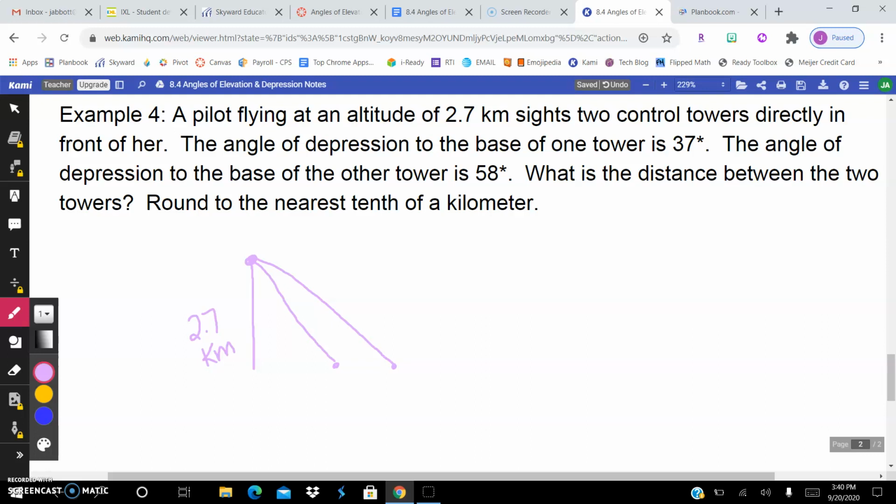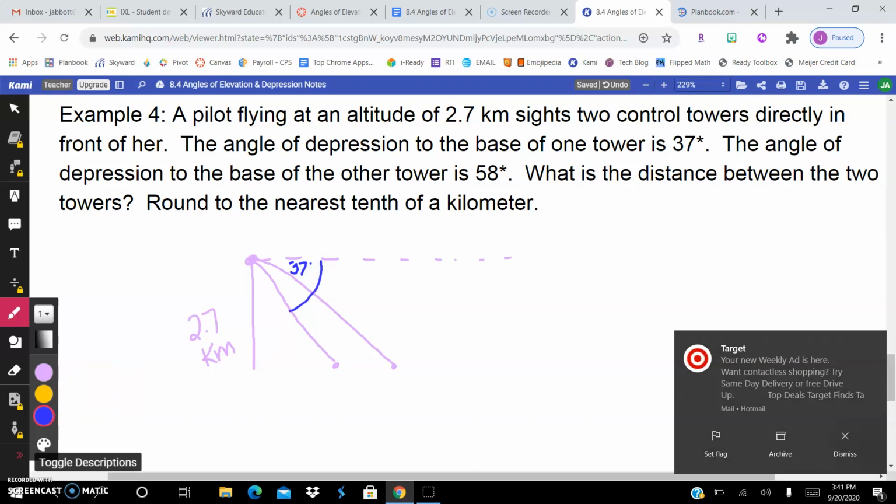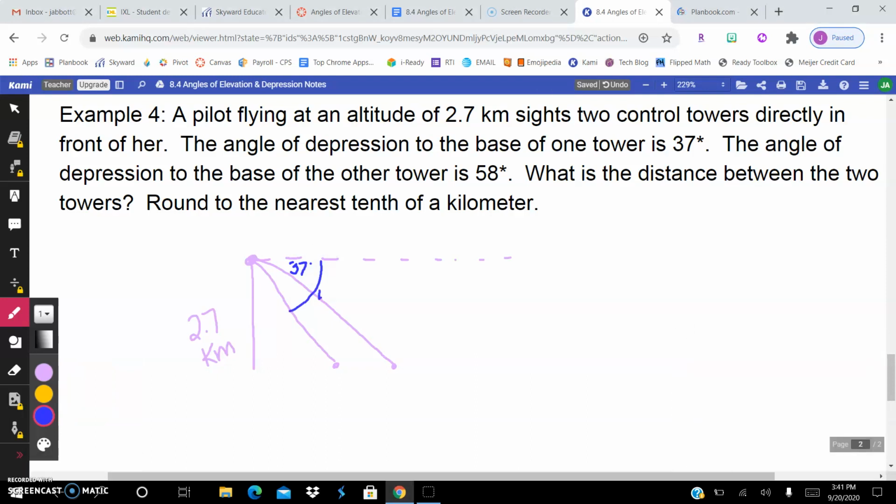The angle of depression to the base of one tower is 37 degrees, and the angle of depression to the base of the other tower is 58 degrees. So here's our horizontal line. Depression goes down from our horizontal, remember, so this first one has to be 37 degrees, and then here has to be 58 degrees. What is the distance between the two towers? Round to the nearest tenth of a kilometer. So they're wanting to know what this value is right here.